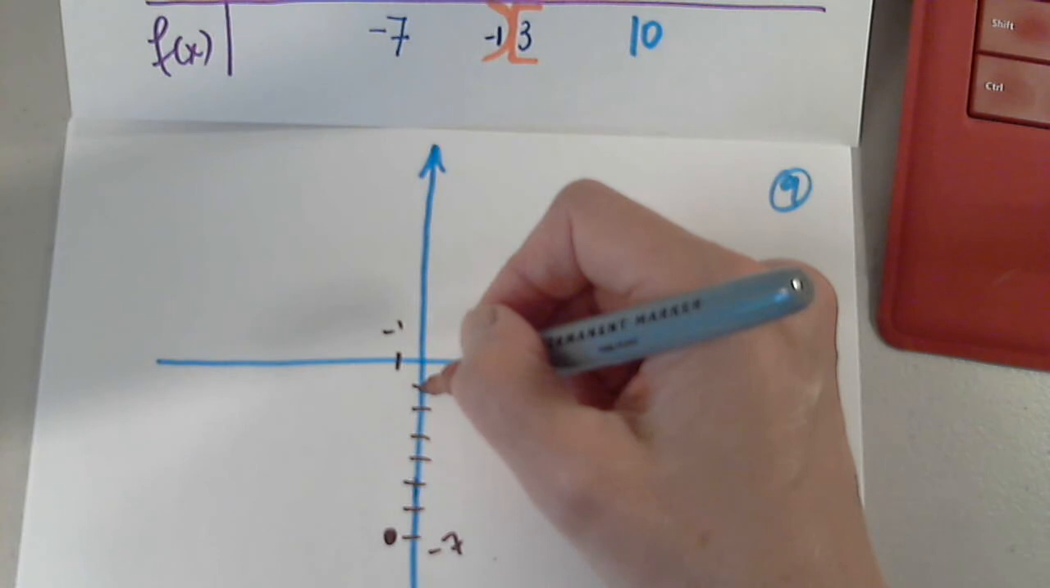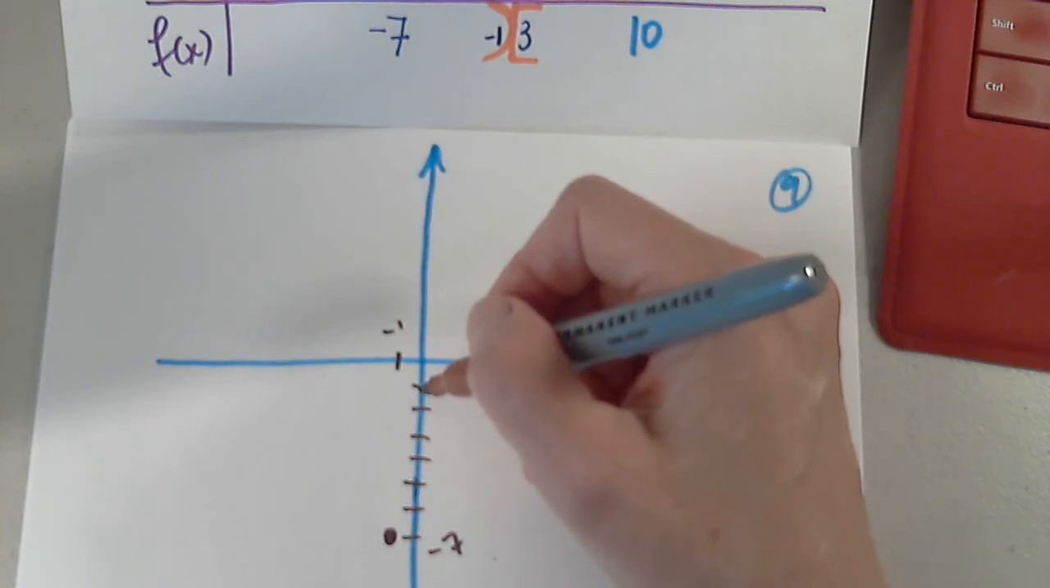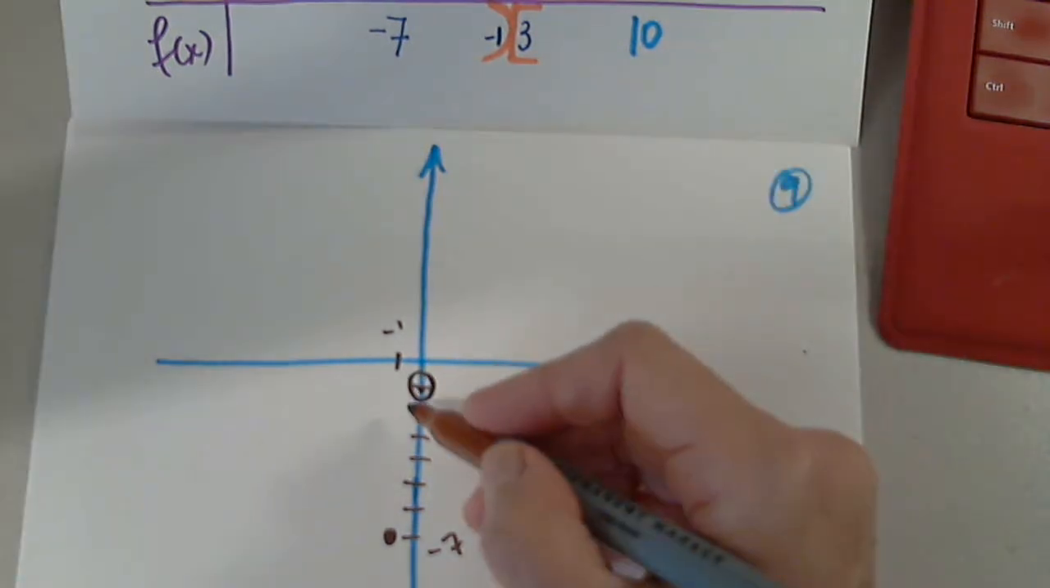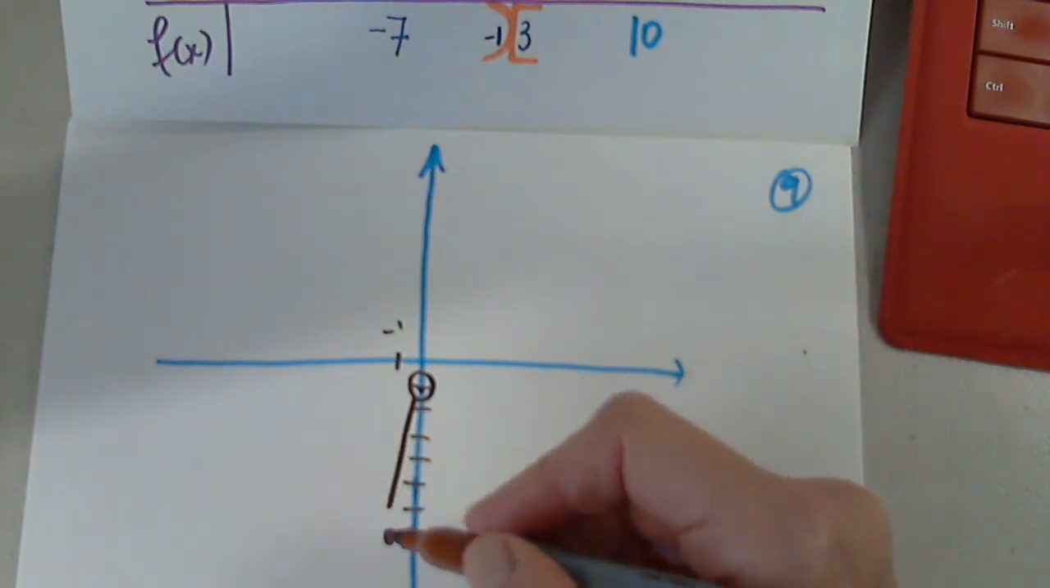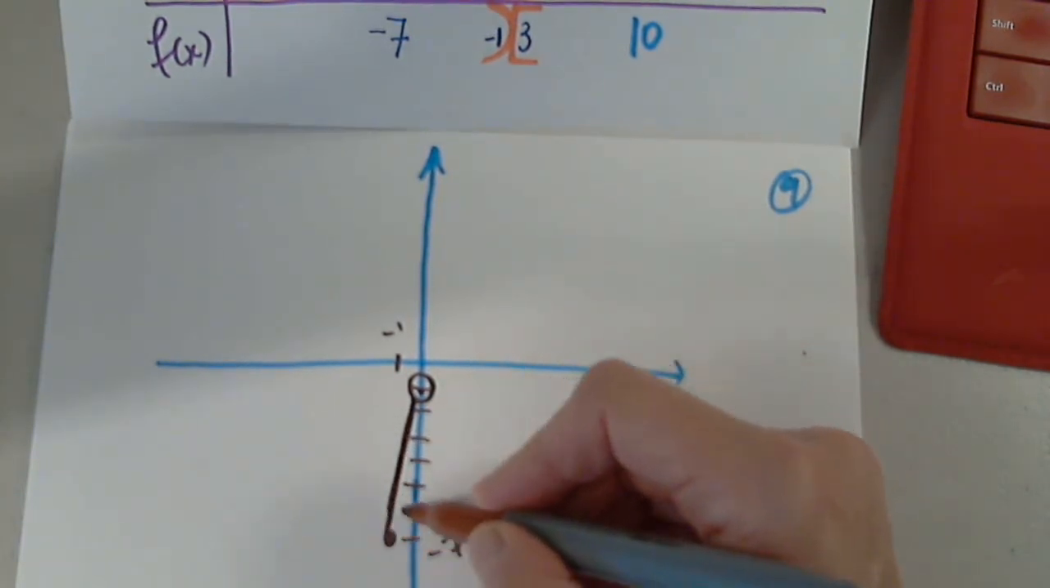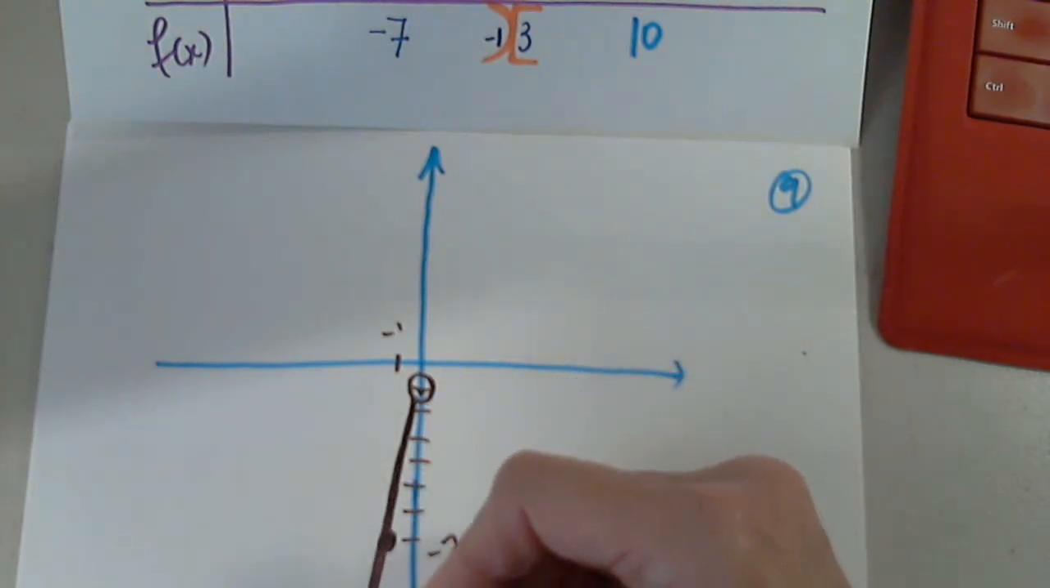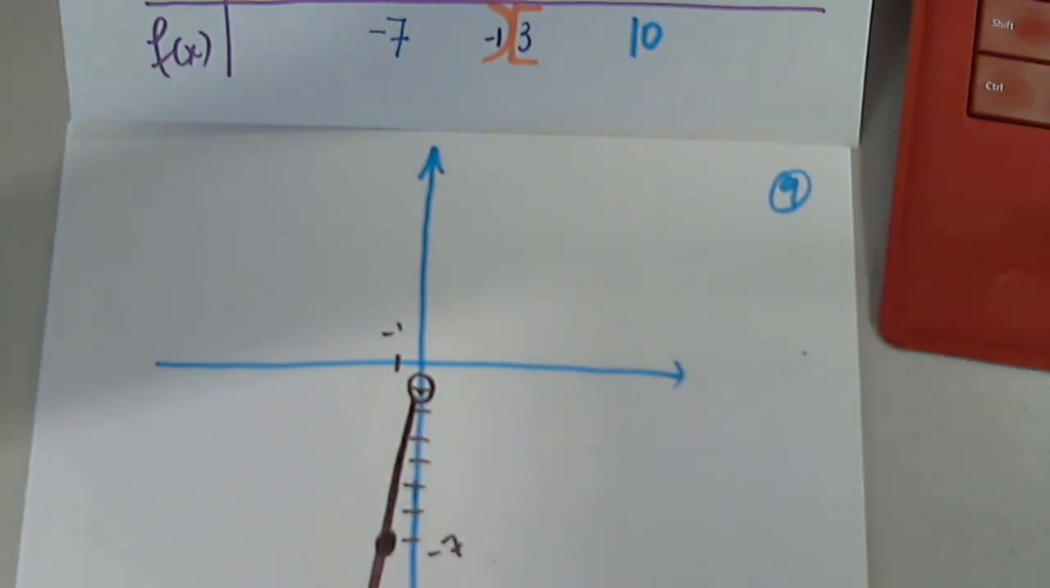What kind of point will that be? Because I'm not really allowed to plug in 0. Will it be a full point or an open point? Open point. I'm making it as big as possible so it's clearly understood that it's not part of the graph. I finished with the left-hand side of 0.